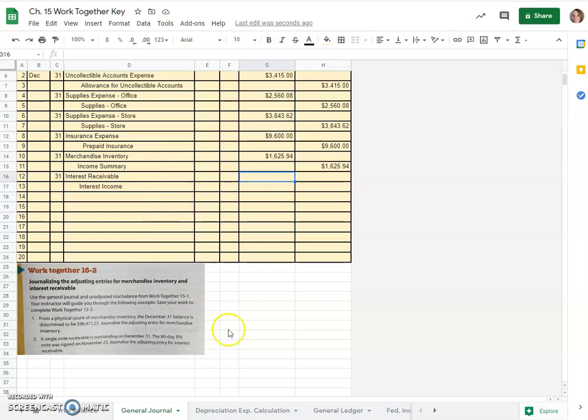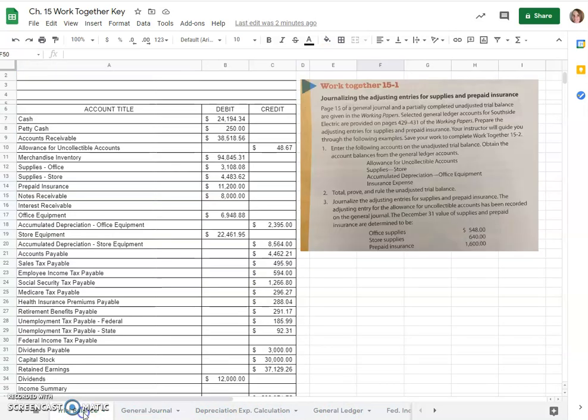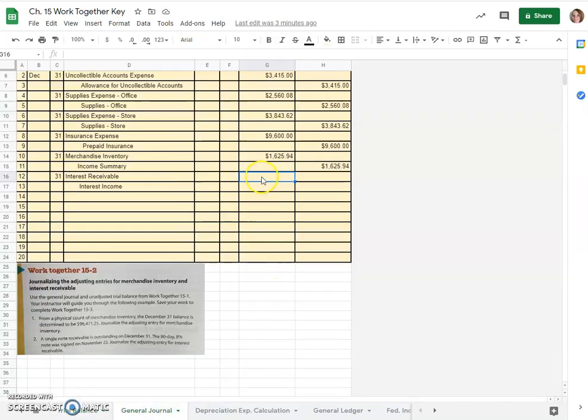We know it was a 90-day, 8% note signed on November 22nd. We know the amount of that note because we can look at the balance in the trial balance for notes receivable, and we can see that that's $8,000. So the original principal is $8,000. What else do we need to know to figure out the interest? It'd be the principal of $8,000 times the interest rate, which is 8% or 0.08, times the number of days of this note that are in this year.